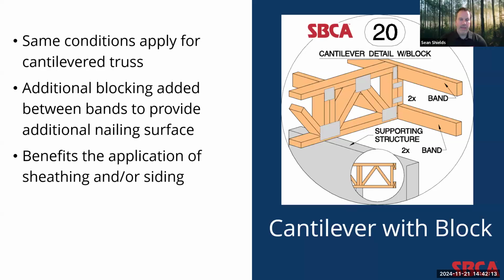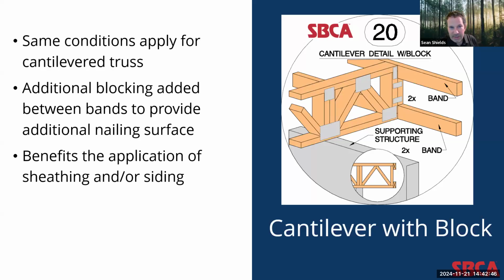In detail 20, again, we see another slight variation from detail 8 of the cantilevered truss. All of the same conditions that we just went over apply, but in this case, you'll see that blocking is added between the bands. This detail bothers me just a little bit because that additional blocking is very clear in the isometric view at the top, but they didn't include it in the bottom like they should have. So I'll be making that note.